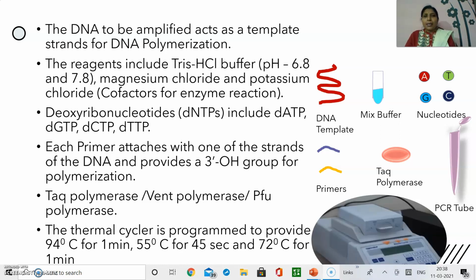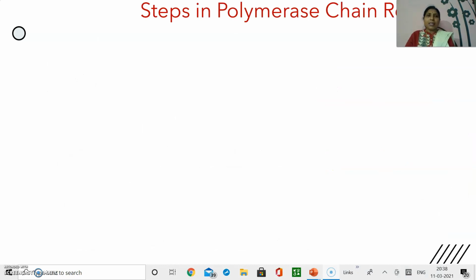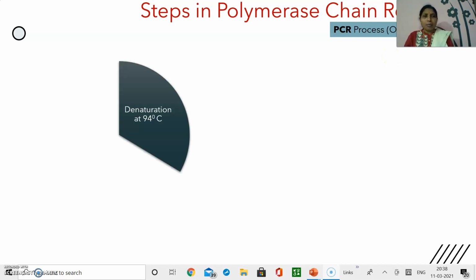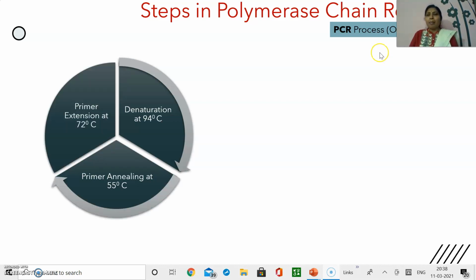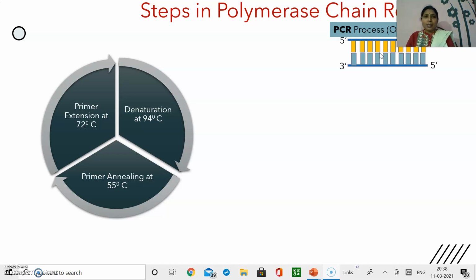And now let us see the main steps which are involved in the polymerase chain reaction. These are the main steps which occur inside. In one single PCR cycle, denaturation is the first step, primer annealing is the second step, and primer extension is the third step.